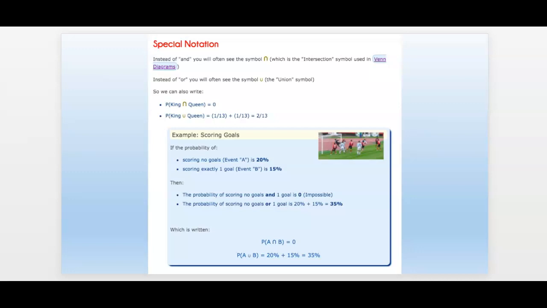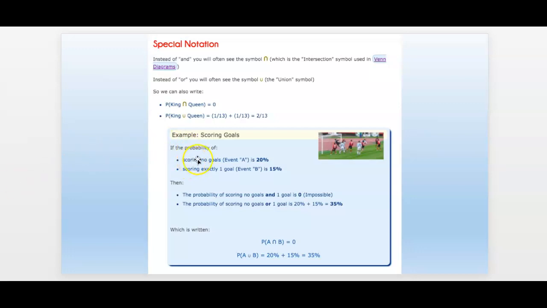A right side up U, like this right here, means "or." Either one of them can happen. And when you do that and they're mutually exclusive, you can add the two probabilities together.